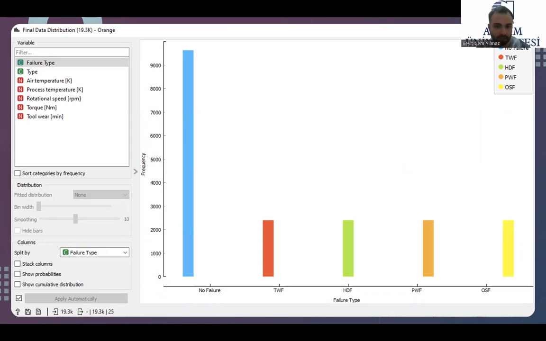Next, please. In this graph, we can see that the no failure category has half of the distribution, and the other ones, the failure types, are at 12.5 percent, and in total after oversampling we obtain 19.3 thousand data.